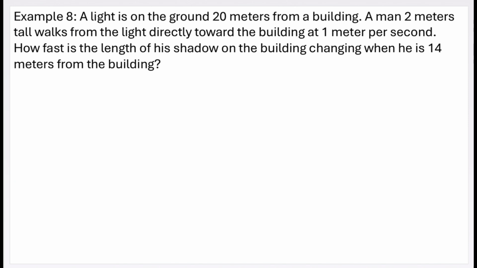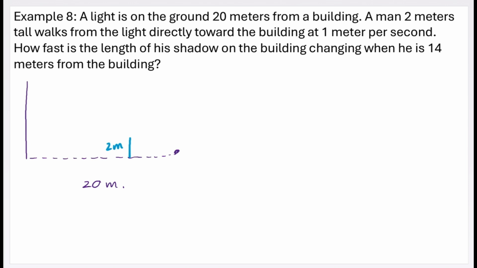So we have a building. So this is going to be my building, the wall of the building. Then we have a light out here. So the light and the building are 20 meters from each other. So this distance right here is 20 meters. Now there's a man that is 2 meters tall. So this is the man. He is 2 meters tall.